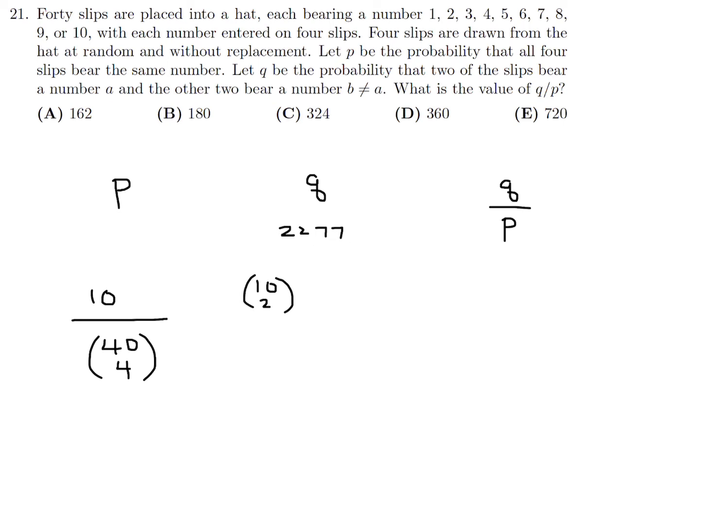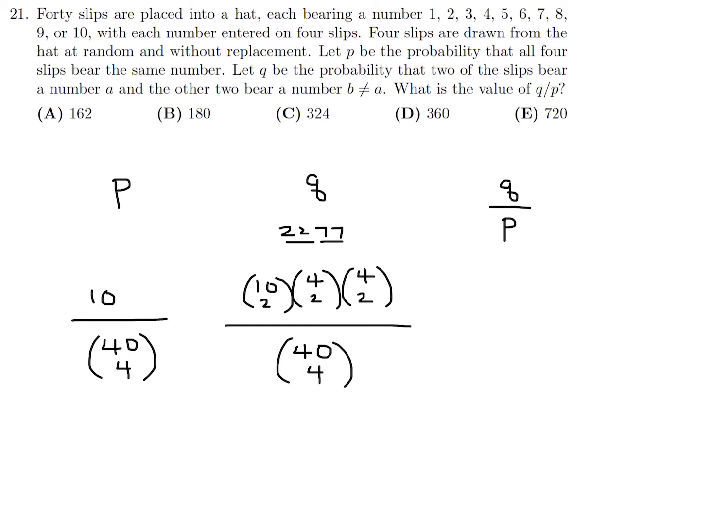From all the 2's, you'd have to choose 2 of them. So how many 2's are there? Well, there's 4. Each number is entered on 4 slips. So from the 4, you have to choose 2. That's for the first number. And in a very similar way, for the other number, there's 4 of them, you've got to choose 2. So that's how you figure out Q. And that's, of course, the numerator. The denominator is the same as P. From 40, choose 4. All right, so that's basically P and Q.